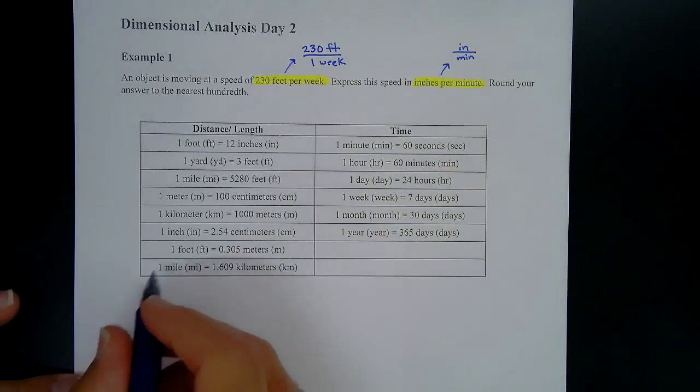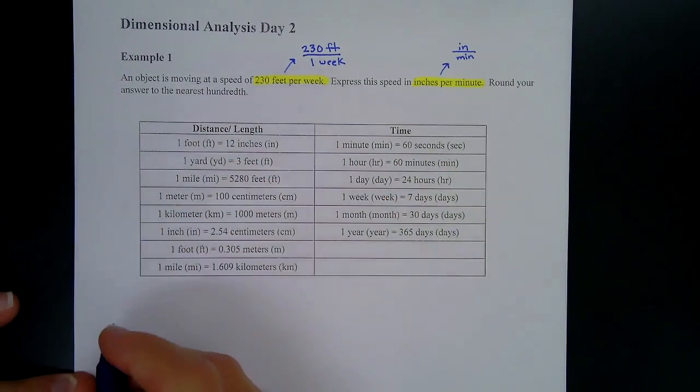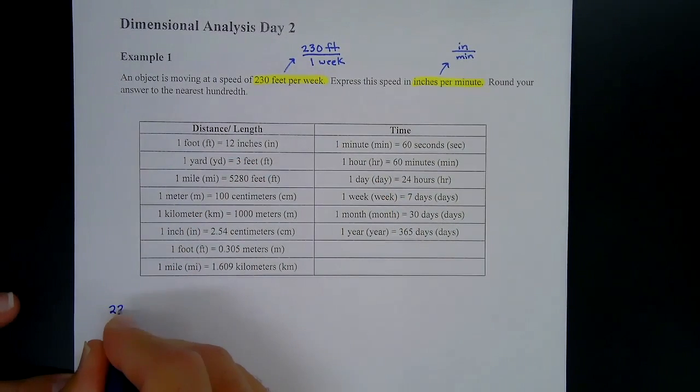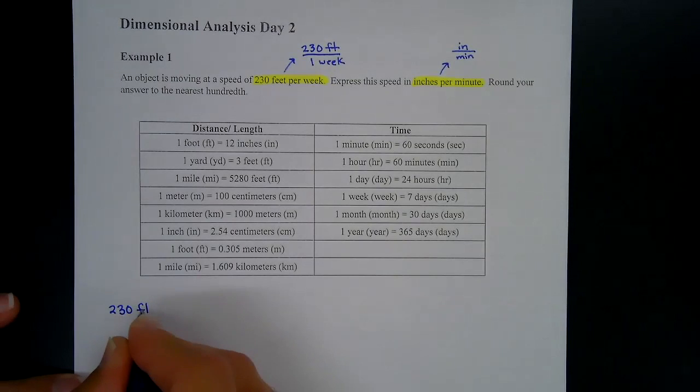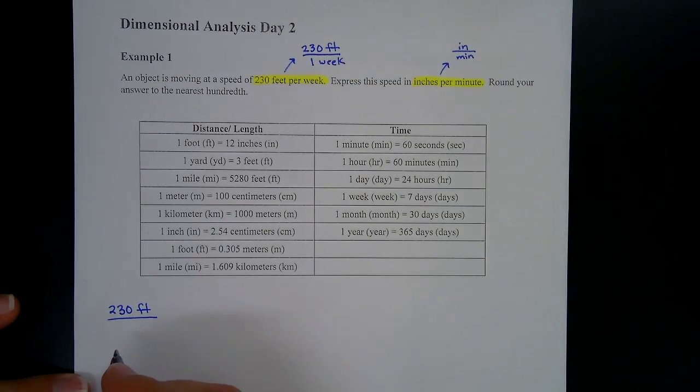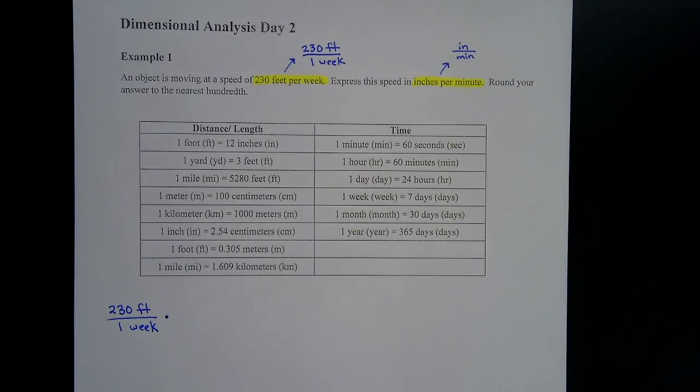So here we go. I'm going to start with the one that was given to us: 230 feet over 1 week. Now, for multiplication, you can use parentheses. Some of you were asking me that on Remind. You can use parentheses, a dot, or the X. I'm fine with that too. I don't really like the X, it's just the math teacher coming out in me, because we use X for a variable and it gets a little confusing, but I'm fine if you do that.